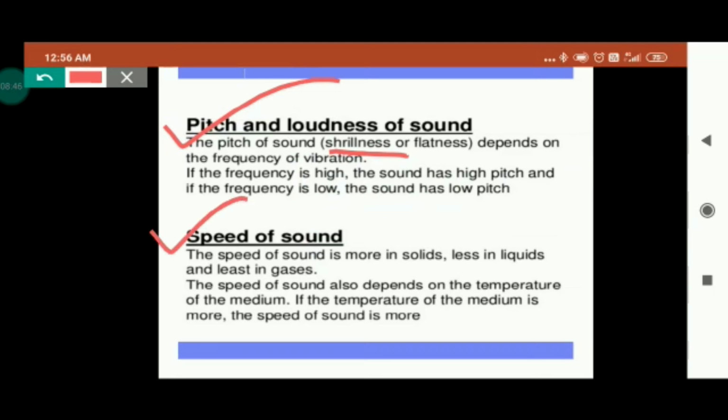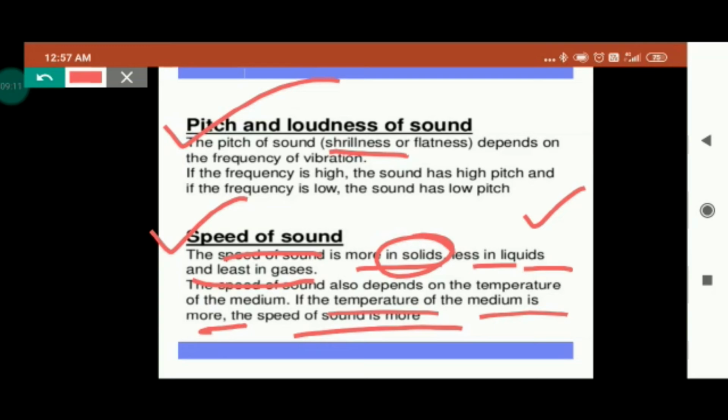Next, speed of the sound. The speed of sound is more in solids, less in liquids and least in gases. Because in solids, the particles are very close to each other. In liquids, they are a little farther, and in gases, they are farthest from each other. The speed of sound also depends on the temperature of the medium. If the temperature of the medium is more, the speed of sound is also more.